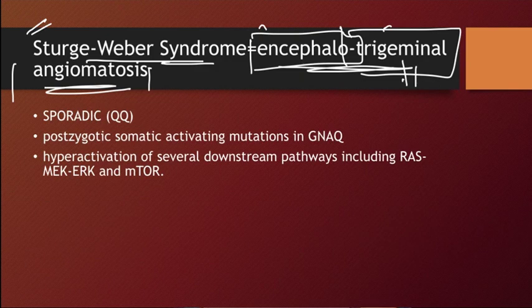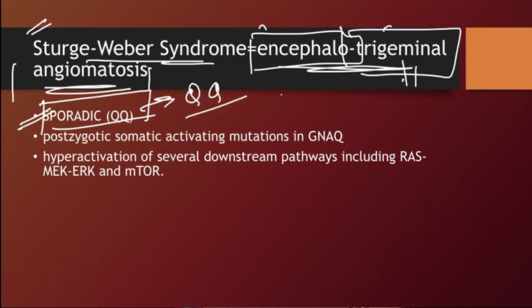Now, the most important thing that you need to remember, even if you don't remember any manifestation, you need to remember this is not inherited, it is a sporadic syndrome. It is not autosomal dominant like the other neurocutaneous syndromes. It is sporadic in origin. So this is very, very important and a straight one-liner that has been asked multiple times in NEET exam.